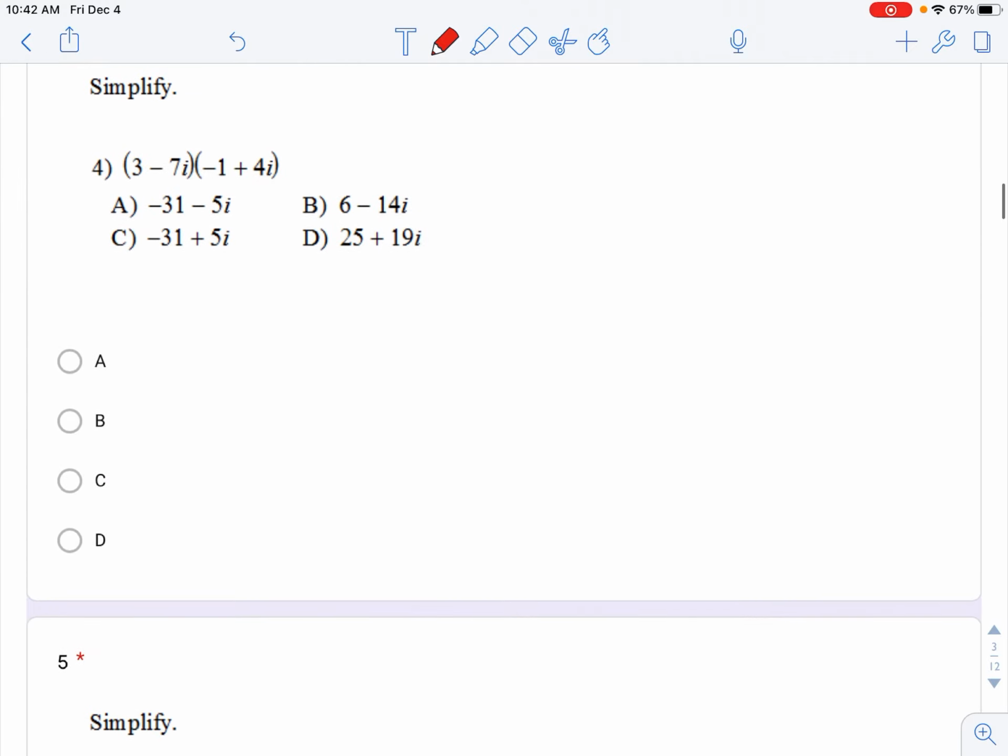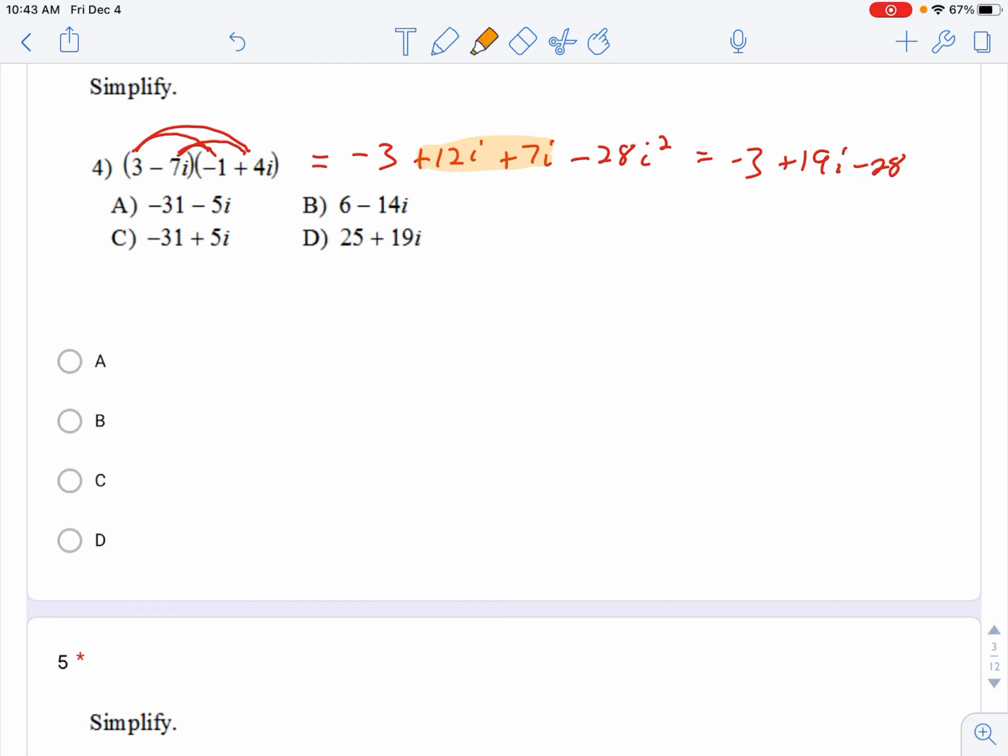Number 4, to simplify this, we have to FOIL. So we'll multiply first. That is -3. Outside plus 12i. Inside, negative times negative is positive 7i. And last, -7 times positive 4, that's -28. i times i is i squared. Those are like terms. So I can make this -3, 12 plus 7 is plus 19i, minus 28.